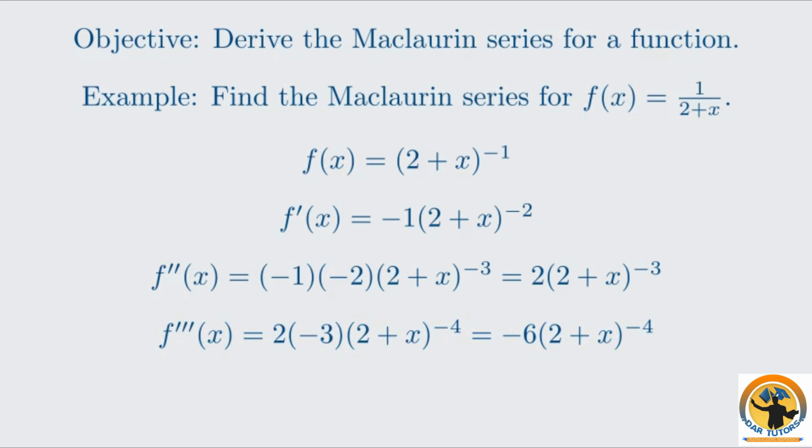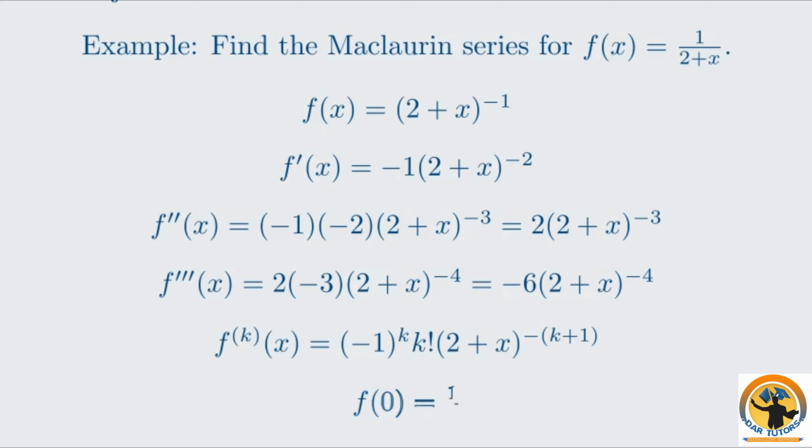We can see a pattern emerging. Let's try to find a general formula for the kth derivative. The kth derivative, f superscript k of x, is negative 1 to the power of k, times k factorial, times 2 plus x to the power of negative k plus 1. Now we need to evaluate these at x equals 0.